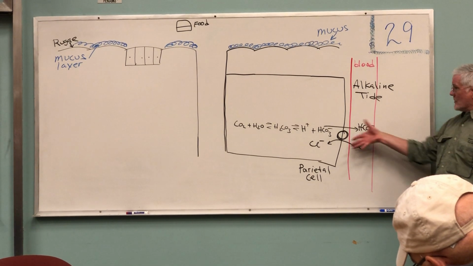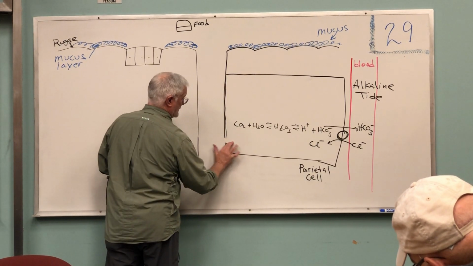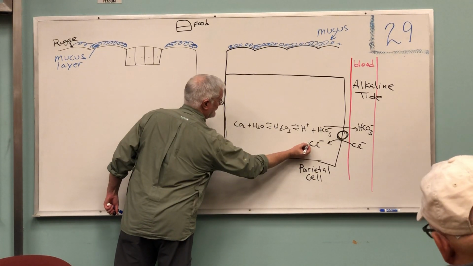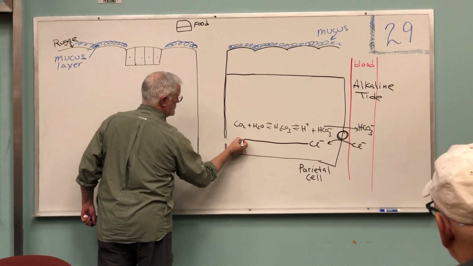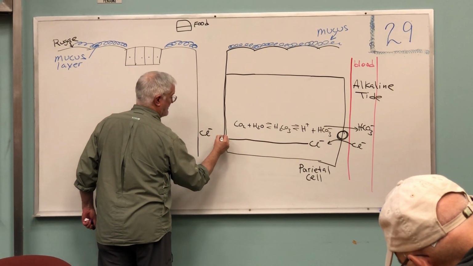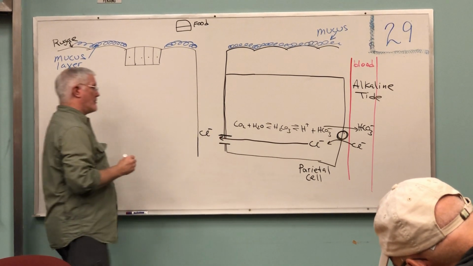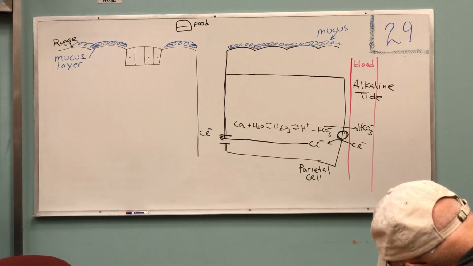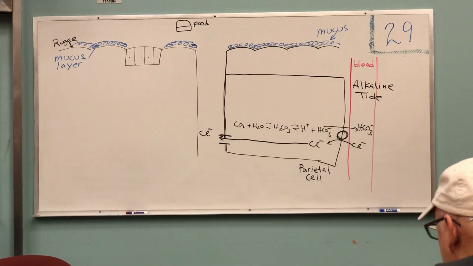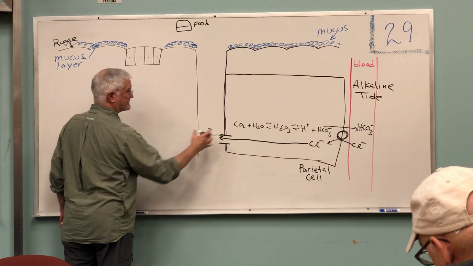Now, I've got the chlorides, and they're an easy thing to do. They're simply going to come right through here through a leaky channel, and they're going to simply diffuse right out of the cell and end up in my gastric pit. So, no transporters, no facilitated diffusion. It's simple diffusion. Well, it's facilitated through a leaky channel. It's not facilitated by a transport device.